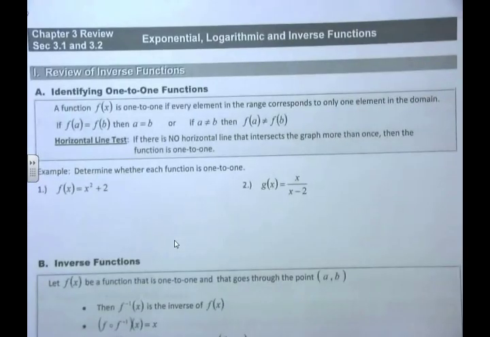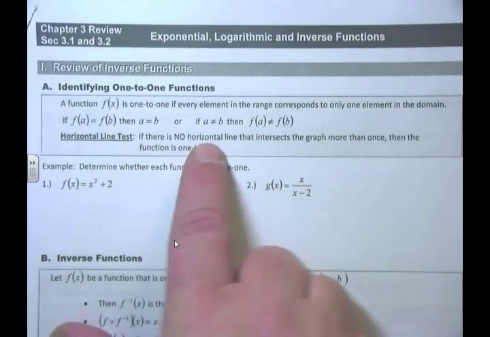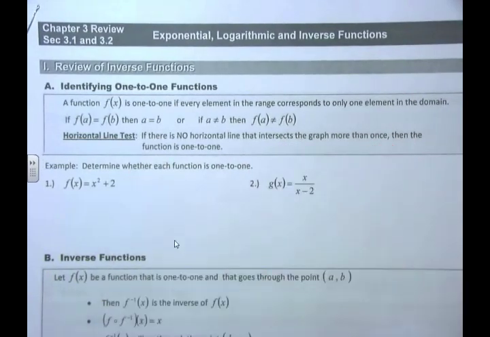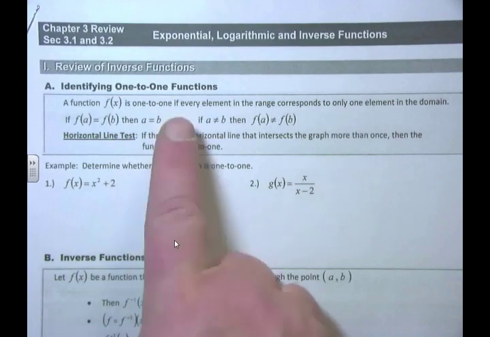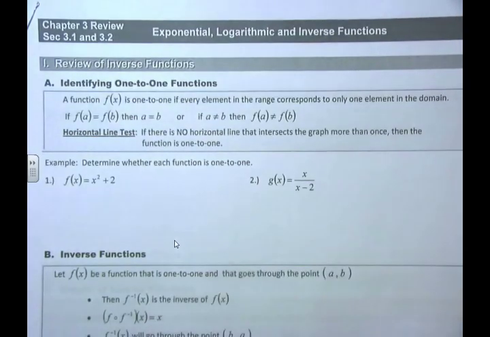Now, most people don't remember the definition of a 1-to-1 function, and that's normal. What they do remember is the horizontal line test. If there is no horizontal line that intersects the graph more than once, then the function is 1-to-1. So this is your visual perspective of how to test for a 1-to-1 function. For a function, you have a vertical line. If a vertical line only intersects the graph at one spot, then it's going to be a function. If it intersects at more than one spot, it is not going to be a function.